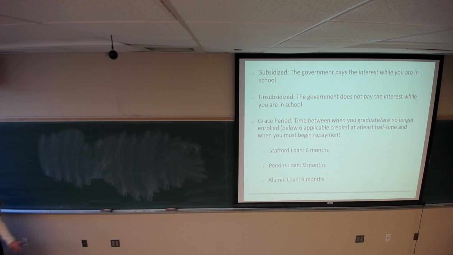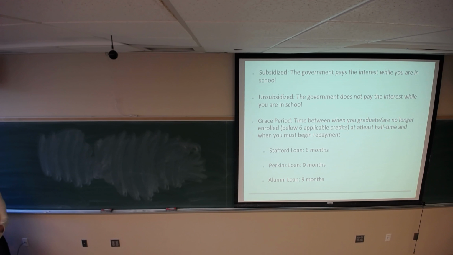Yeah, so it's collecting interest. Your grace period is the time between when you graduate college or you're no longer enrolled at least half time, so if you drop out, and when you have to start making payments back on your loans. For federal loans, so that's your unsubsidized and your subsidized loans, that's 6 months. For a Perkins loan or an alumni loan, that's 9 months.